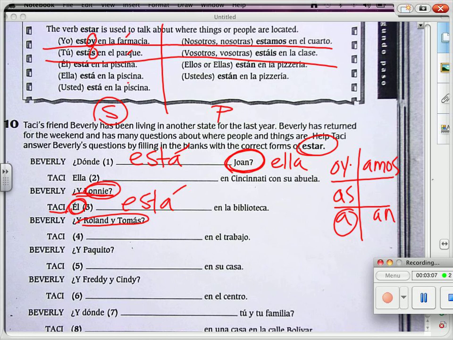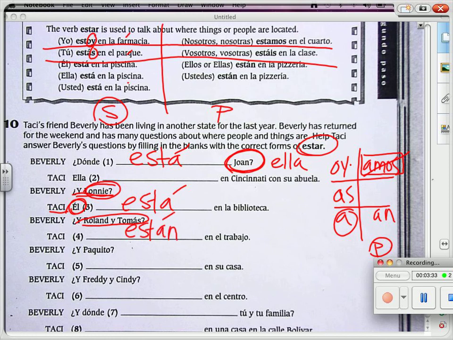All right? So is that on the singular side or the plural side of the chart? It is on the plural side of the chart. You're right. Am I included? Remember, if I'm included, it's going to be amos. Am I included in this? Does it say Roland y Tomás y yo? No, it doesn't. So I am not included. So it's not this one. It's this one. We drop the AR and we add the verb ending.